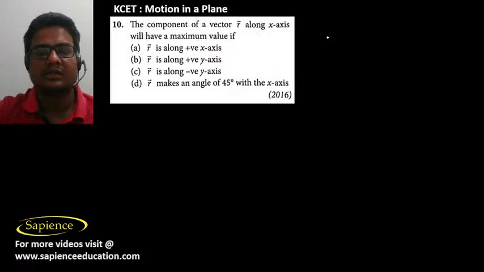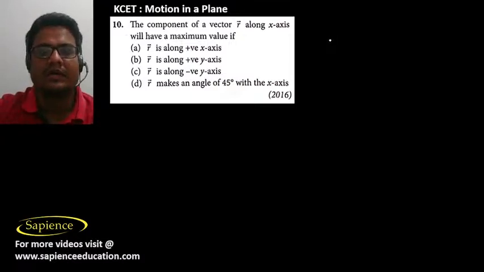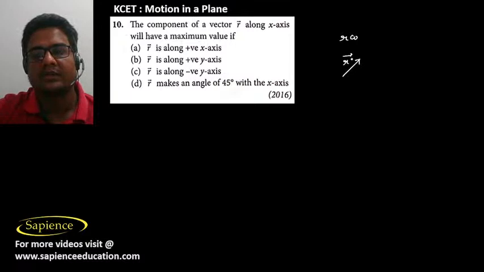Then question number 10: the component of a vector r along the x-axis will have the maximum value if r is along the positive x-axis or along the positive y-axis. Suppose the r vector is like this, and this is the x-axis and this is the y-axis, with angle theta. Therefore the component of the r vector along x, that is rx, will be equal to r cos theta. So r cos theta will be maximum when theta is equal to 0 degrees.